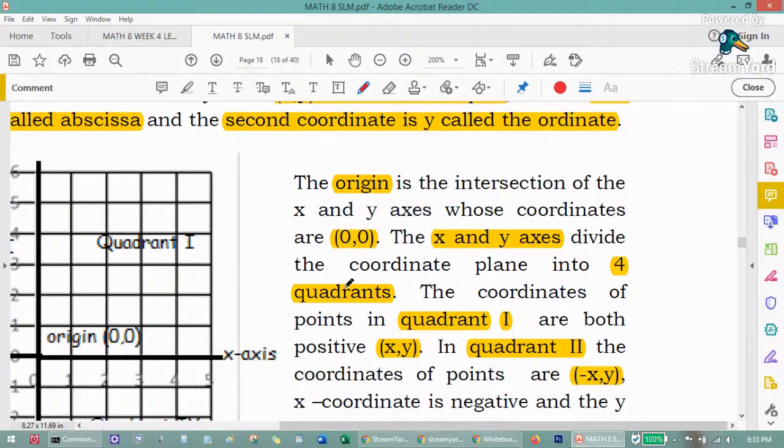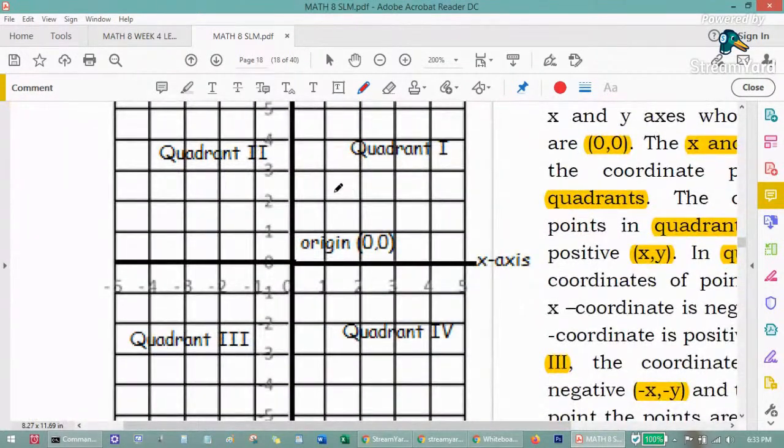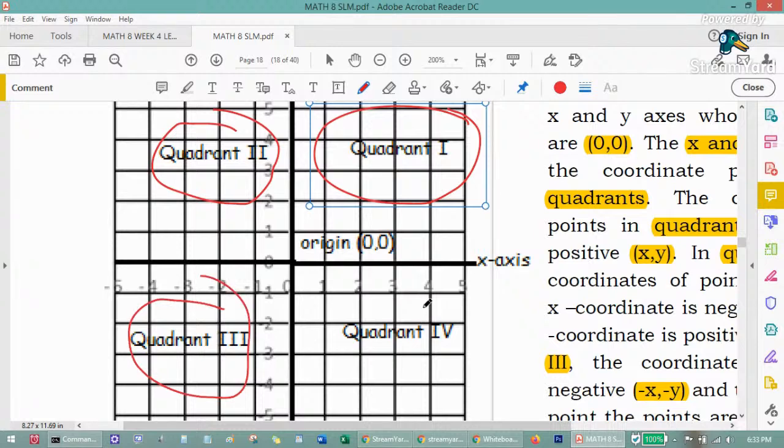Now, dahil meron tayong cross, nagkaroon tayo ng 4 na quadrants. Quadrant 1, quadrant 2, quadrant 3, quadrant 4. Okay, 4 na quadrants.